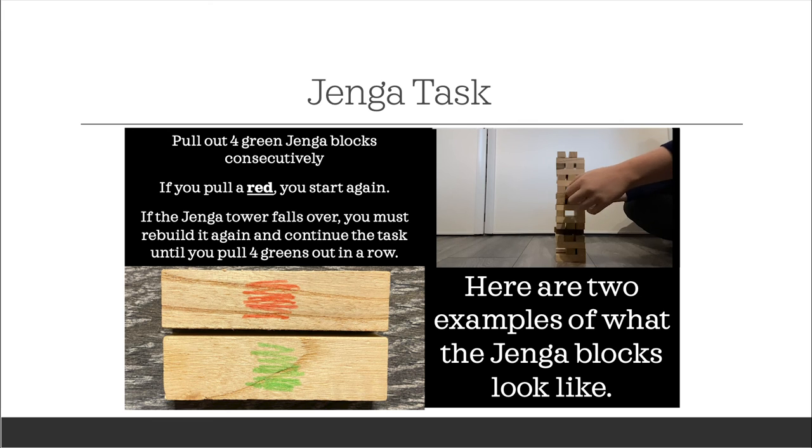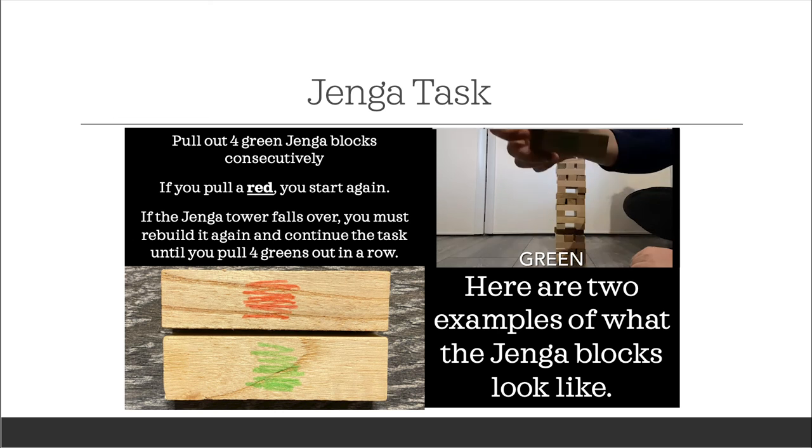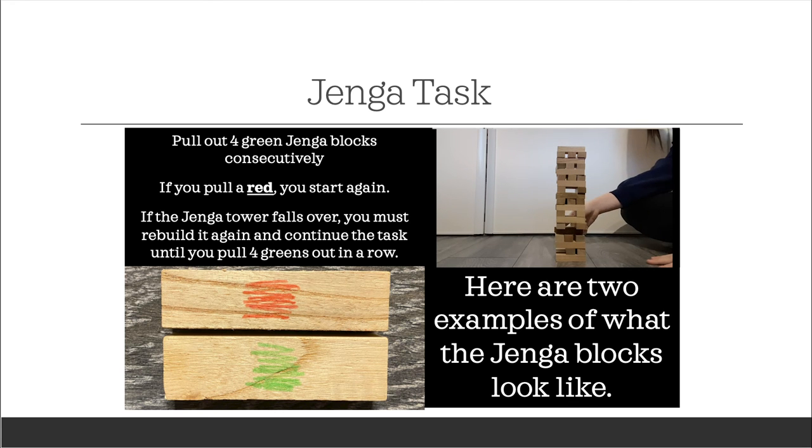There is a failure within the engine tank and it needs to be fixed fast. Head to the upper engine room. In the upper engine room, there is a stack of multicoloured Jenga blocks. The goal is to pull out 4 green Jenga blocks consecutively. However, if you pull a red, you must start again. If the Jenga tower falls over, you must rebuild it again and continue the task until you have pulled out 4 greens in a row. Here is a quick video explaining how the task would work.